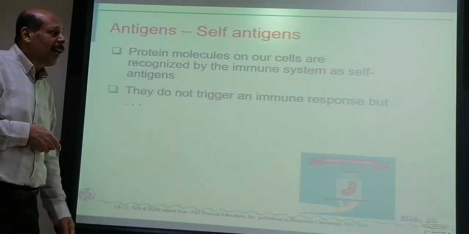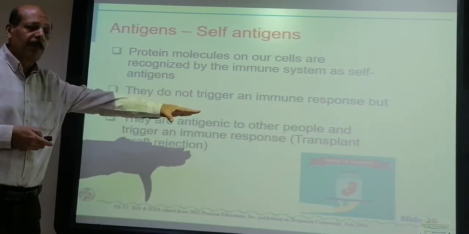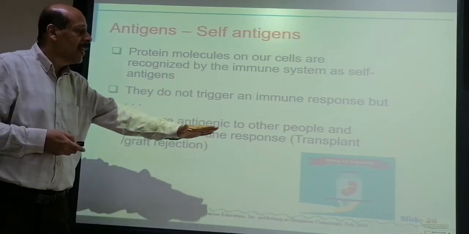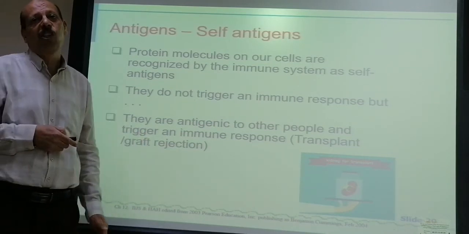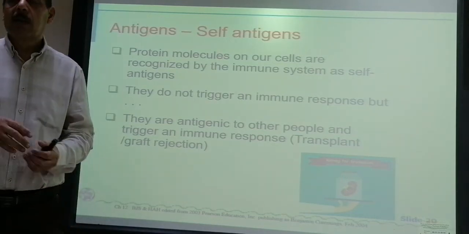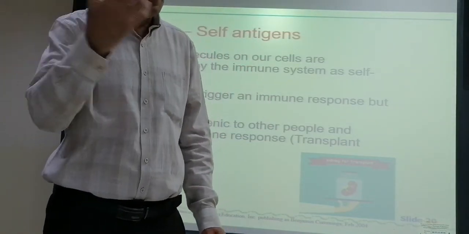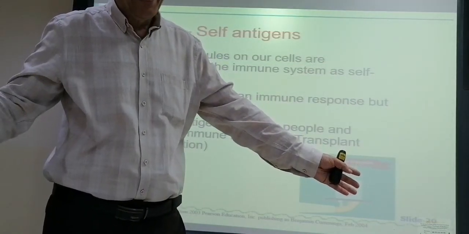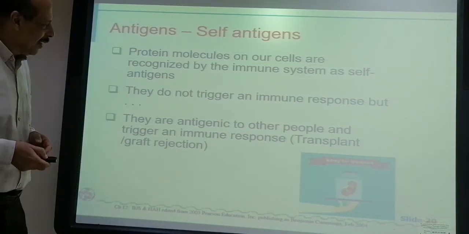They do not trigger the immune responses, but they are antigenic to other people. So they are antigens to other people, triggering immune responses in case of transplant, what we call graft rejection or organ rejection. Now you have heard sometimes that Mr. So-and-so got a kidney transplant and a reaction happened, then the process failed. In this case, they have to remove that tissue, otherwise it might kill him.